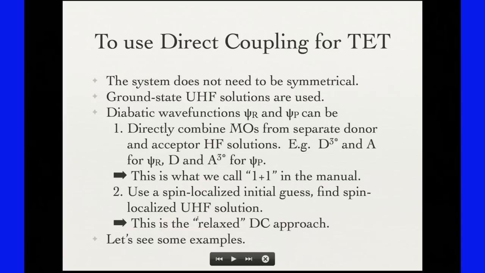You can use spin localized initial guess and then find the spin localized solution. You can use this 1+1 as your initial guess and try to find the relaxed result. Again, a warning is that a relaxed result is not always possible because even though you may start from the donor triplet initial guess, that triplet spin may again move to the acceptor after this relaxation. Okay, so it may or may not work. But 1+1 is perhaps the one we would recommend for most cases.